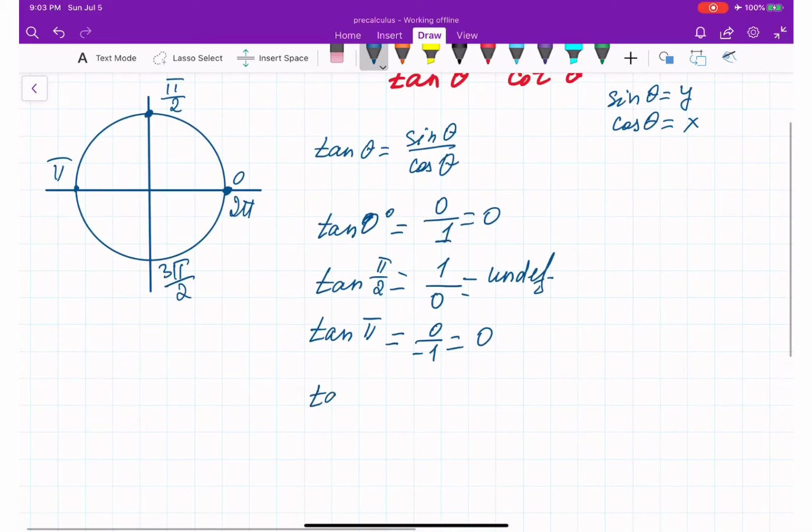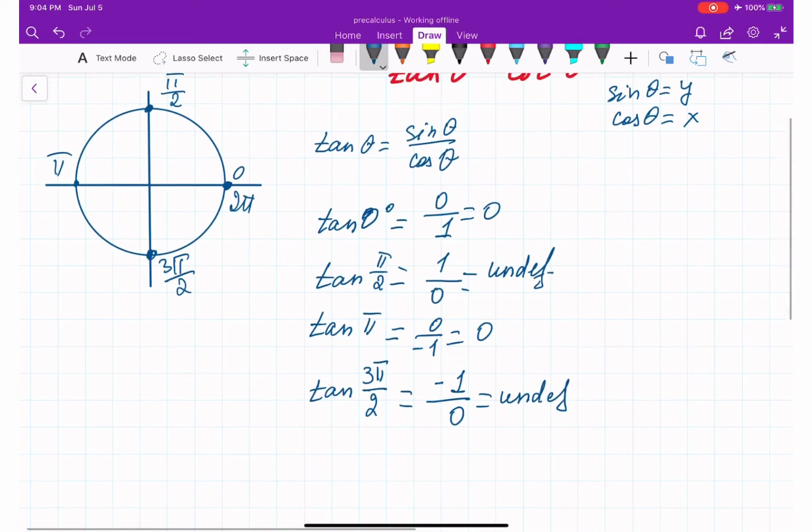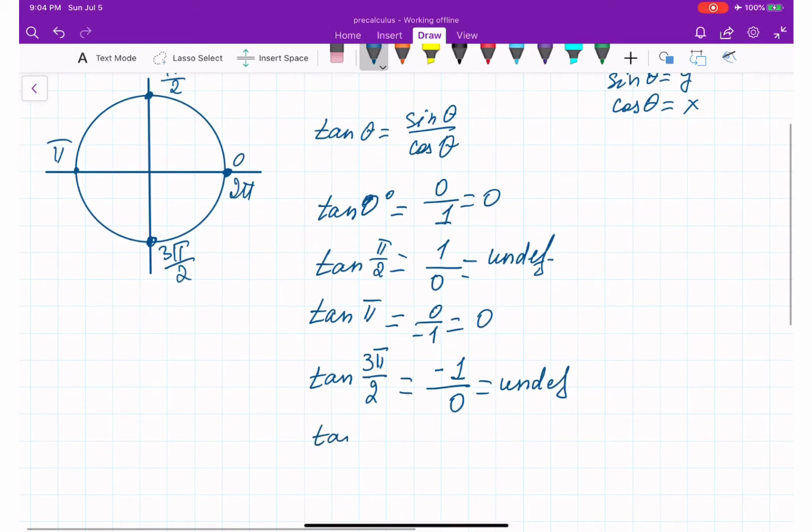Tangent, finish the whole thing. 3 pi over 2, that's going to be, at this point, we have sine is negative 1, and cosine is 0, which means it's undefined. And tangent 2 pi is equal sine is 0 and cosine is 1, which is equal 0.